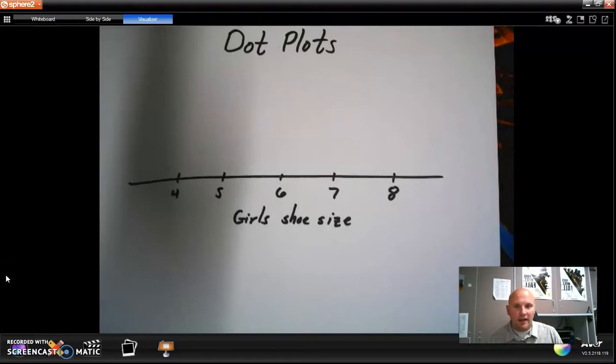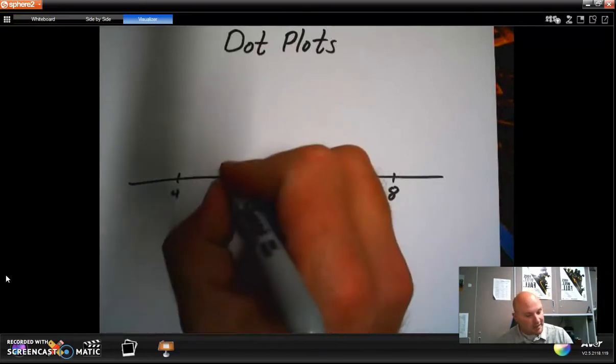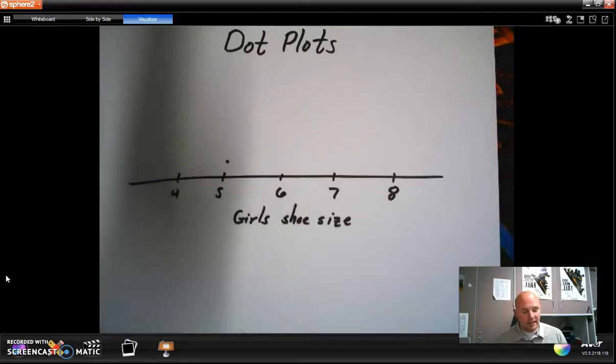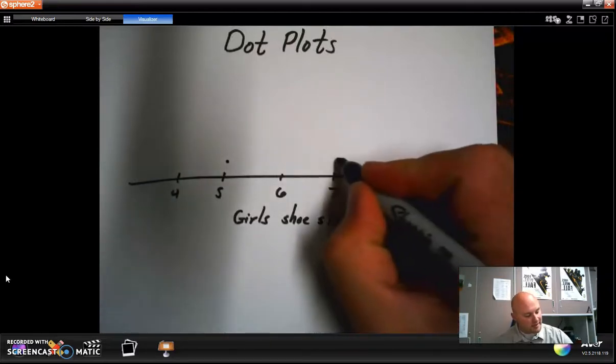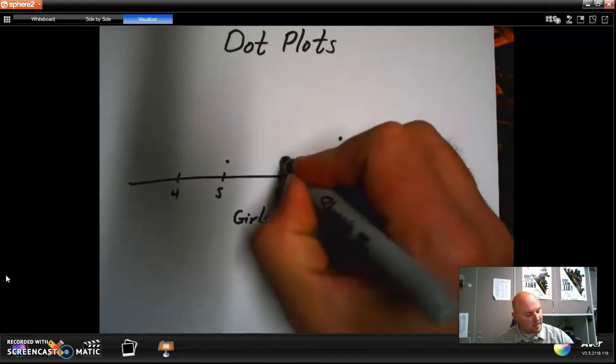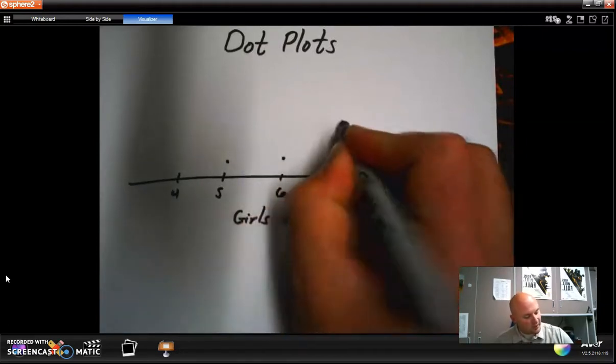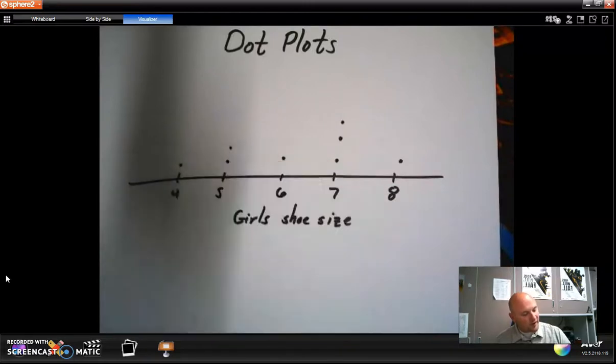I'm over here now. Let's say I want to make a dot plot based off of girls' shoe size. So I'm in my classroom, and I start asking the girls in my room what their shoe sizes are. To make a dot plot, you just put dots. Let's say one girl says her shoe size is 5, and I put a dot. Then another girl says her shoe size is 7, and then there's another 7, and there's a 6, we have an 8, another 7, there's a 4, there's a 5, there's a 6, and another 7. That's how you make a dot plot, so you can see where the distribution of it all is.